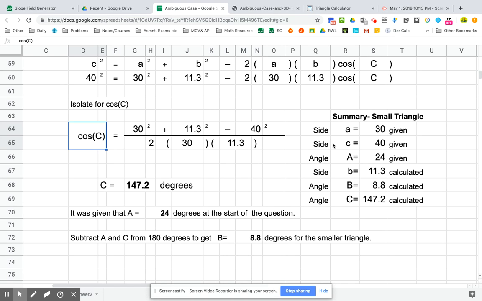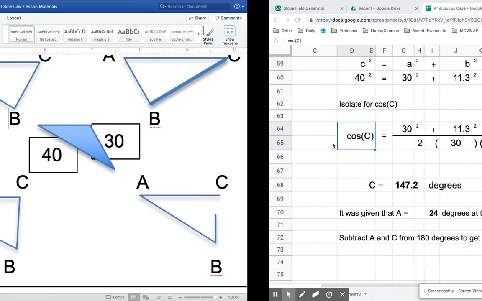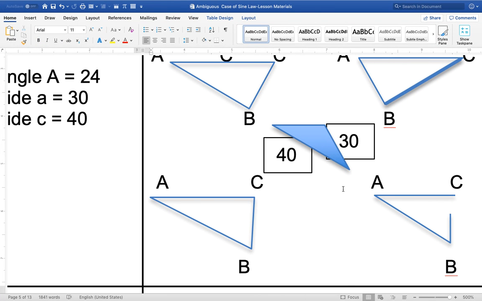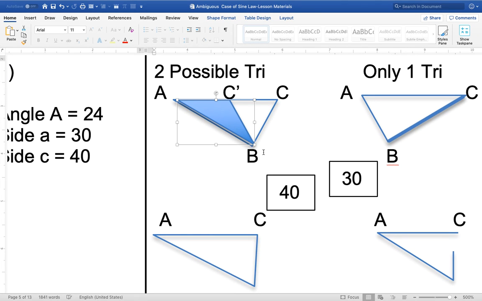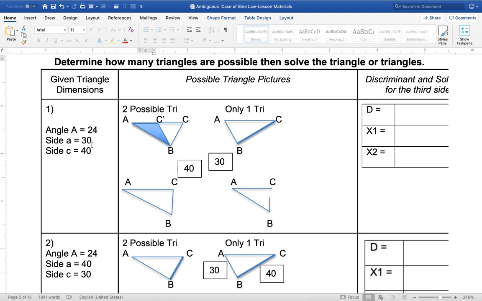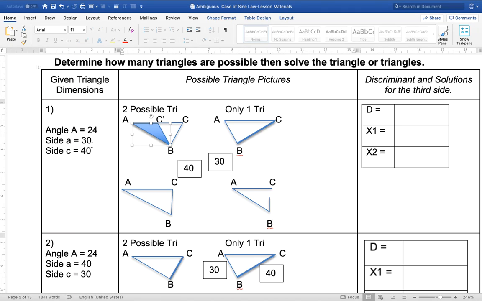So let's go back and see if angle B makes sense to be only 8.8 degrees. I'm going to take this and bring it up to here, and you can see angle B is going to be a pretty small angle. Right there, angle B is this tiny little angle here. So that's 8.8 degrees, and that does make sense. So folks, that's the whole process from start to finish to do one of these where you figure out all the angles and all the side lengths for both triangles.